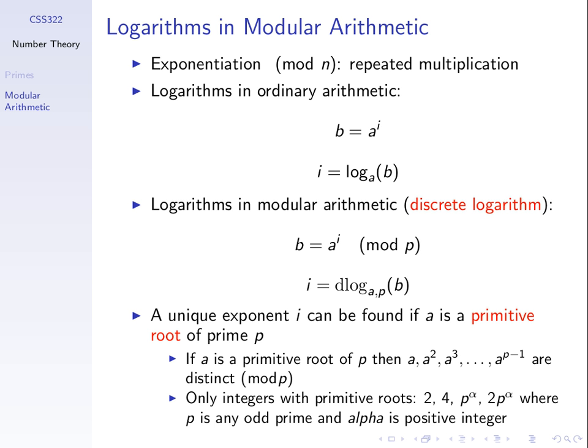Let's give some simple examples to see a primitive root. Test some values. Let's choose a prime p equal to 7. And let's choose a equal to 3. And let's try all these cases. That is, what is 3 to the power of 1 mod 7, 3 to the power of 2 mod 7, and so on, and look at the answers.